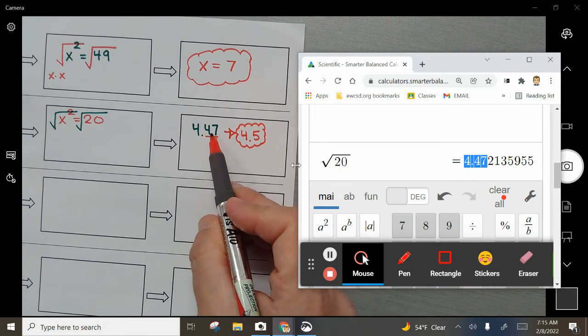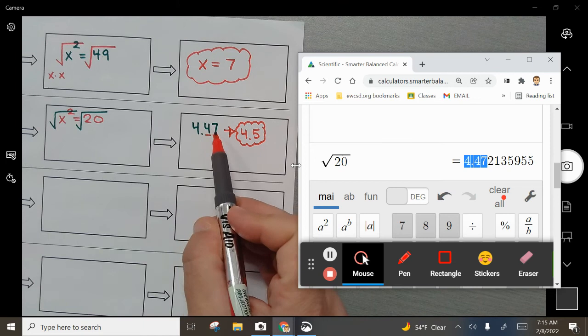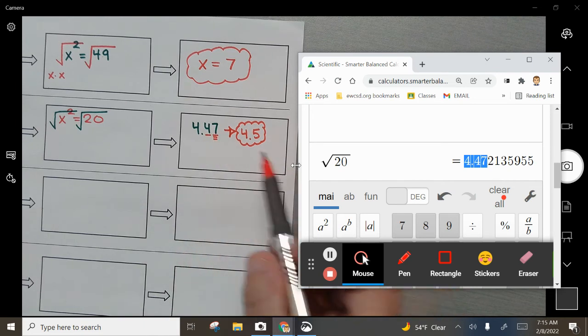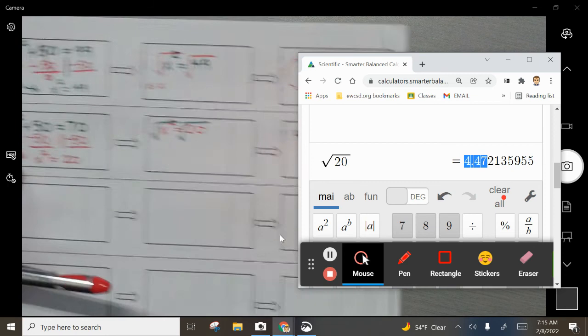If this was 4.44, you would have just left it alone. Your answer would have been 4.4. If this was 4.42, your answer would have been 4.4. Okay, but since it's 4.47, we're going to round it up. All right, awesome. Let's do another one.